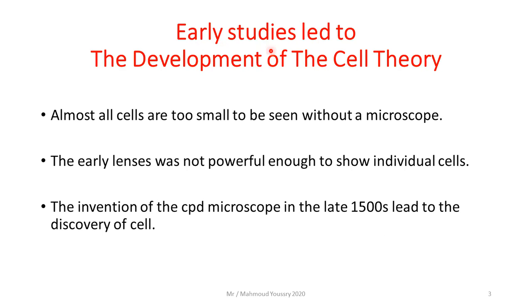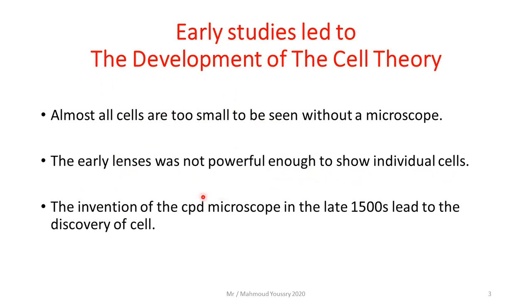Okay, let's first talk about the early studies that led to the development of the cell theory. Almost all cells are too small to be seen without a microscope. Yes, we already know this. The early lenses were not powerful enough to show individual cells. So in the past, the scientists used lenses to see small things, but they were not powerful enough to show the individual cells.